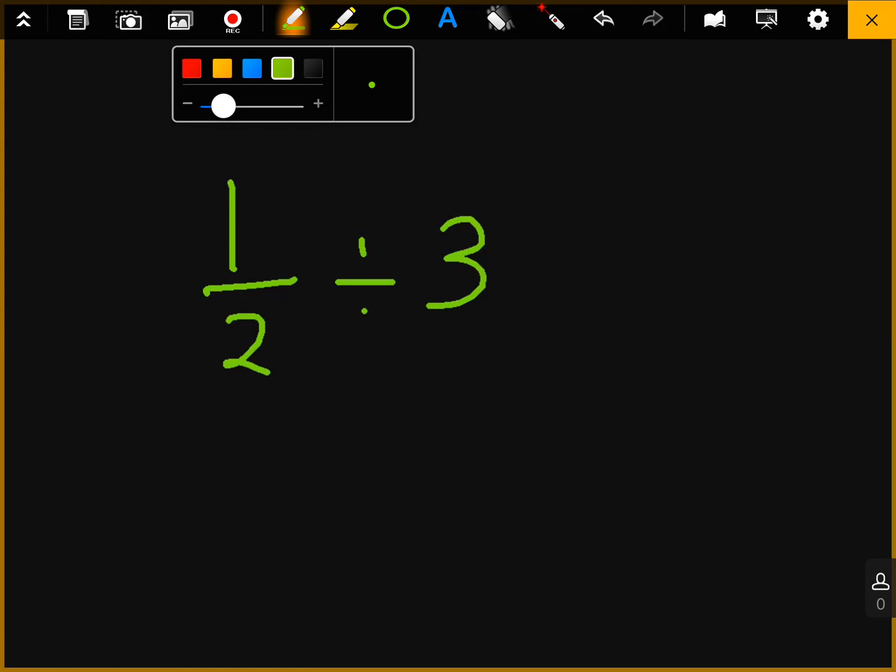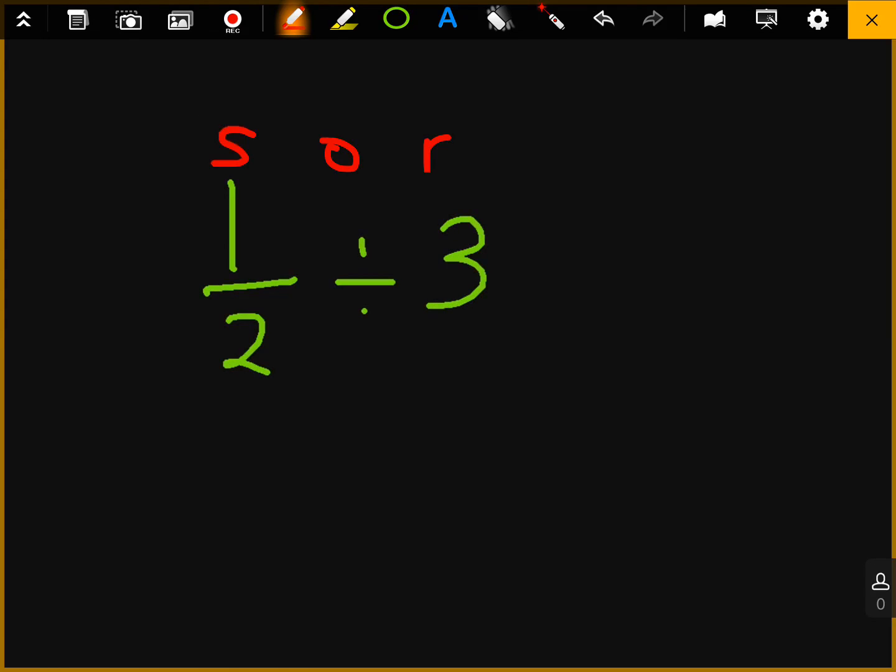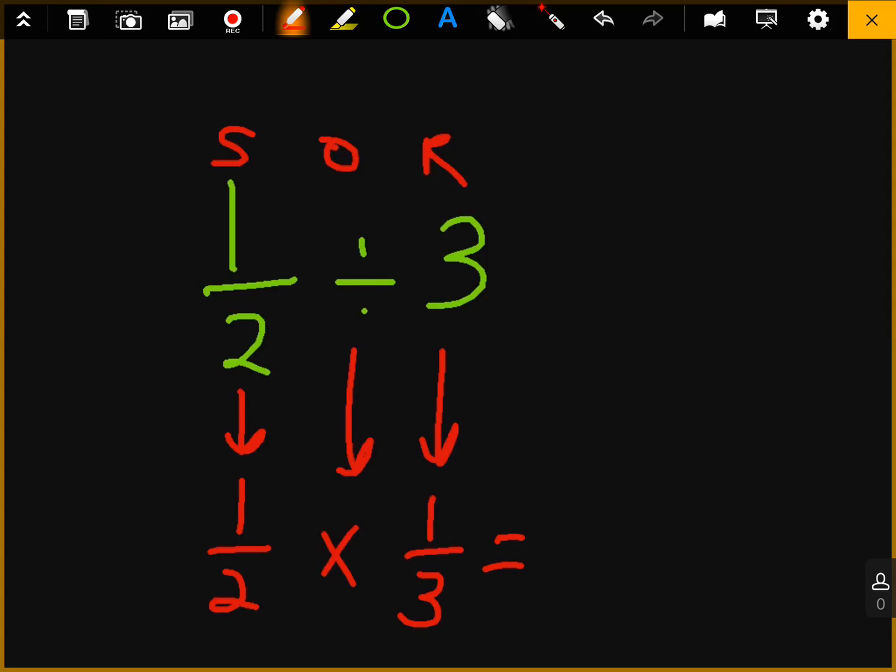Evie needs to run a half a mile in the next 3 minutes. If she runs equal portions of the distance each minute, how much will Evie run? Okay, so you have a half a mile that needs to be divided into the 3 minutes. Okay, so we do same, opposite, reciprocal. 1/2 stays the same. Opposite of division is multiplication. And the reciprocal of 3 is 1/3. So then you multiply. 1 times 1 is 1. 2 times 3 is 6. She's going to run 1/6 of a mile.